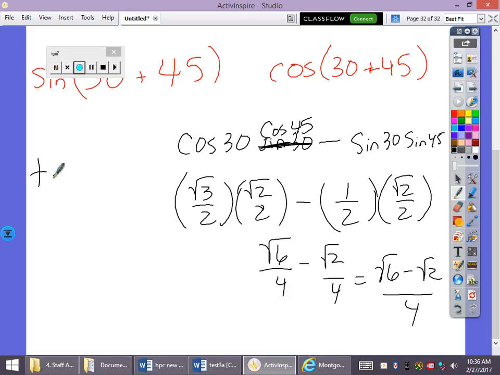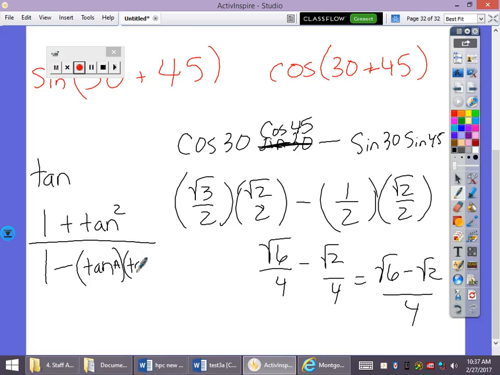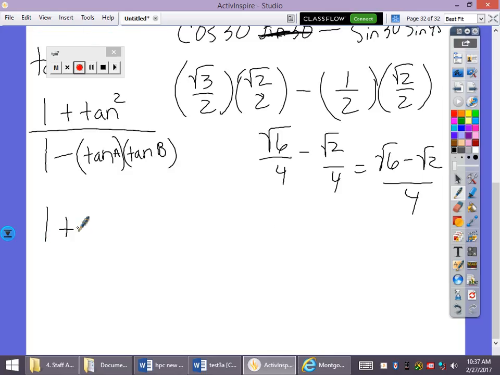All right, now tangent. Tangent is 1 plus tangent, and then 1 minus tangent of the first times tangent of the second. So that is going to be 1 plus tangent. Oh, I wrote the formula wrong. Hold 1 second. Okay, I mixed two of my formulas together. I'm sorry. This should be tan of A plus tan of B.